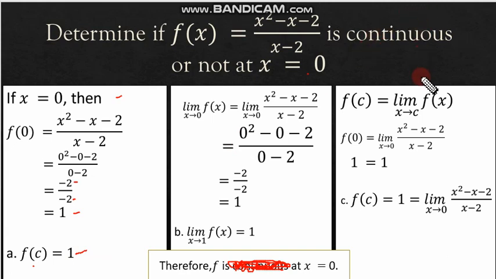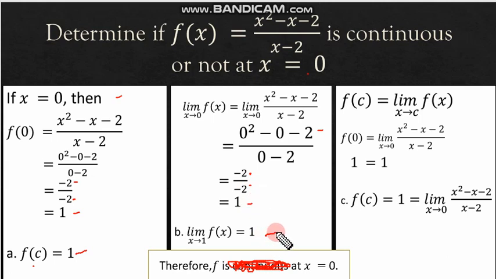Next, we will determine the limit of the function. So the limit of f of x as x approaches 0. Same process here, limit of x squared minus x minus 2 all over x minus 2 as x approaches 0. So that's 0 squared minus 0 minus 2, that's negative 2, all over 0 minus 2, that's negative 2. So negative 2 divided by negative 2, that's positive 1. So the limit of the function exists, which is equal to 1.